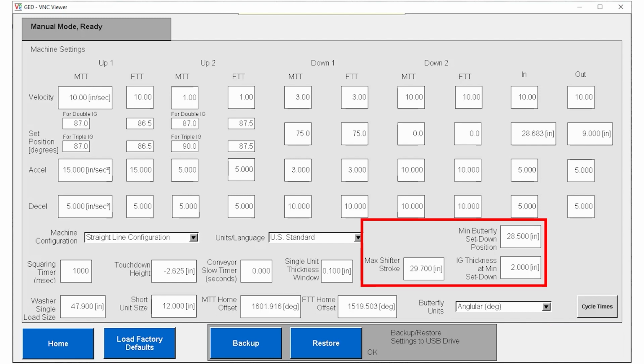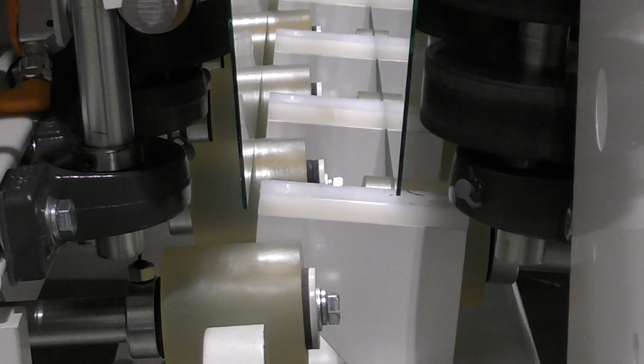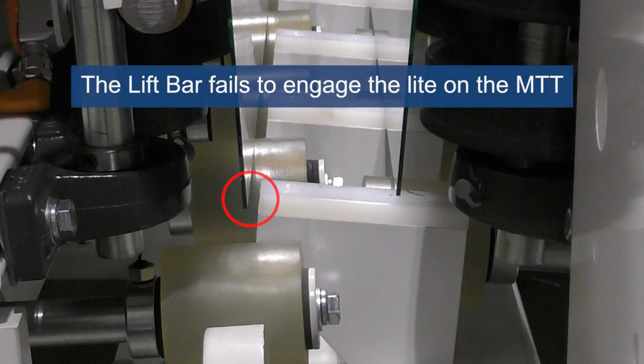As stated before, these parameters allow for fine-tuning of the assembly process. The first parameter is to adjust the min butterfly set-down position. The min butterfly set-down position defines the position of the shift cylinder when it has reached the first valid position where the lift bar is fully under the unit on the movable tilt table.